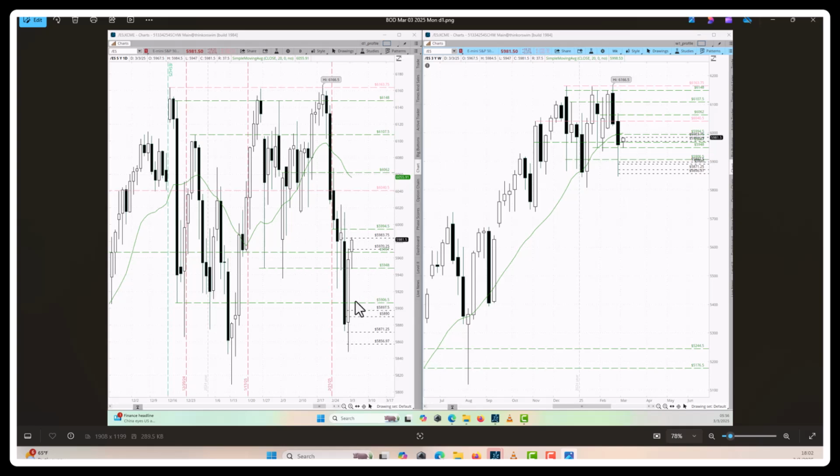Because maybe there is not enough sell side liquidity, it needs to make one more round so it can be tested from above and then it can be broken right there. And that's exactly what happened today.